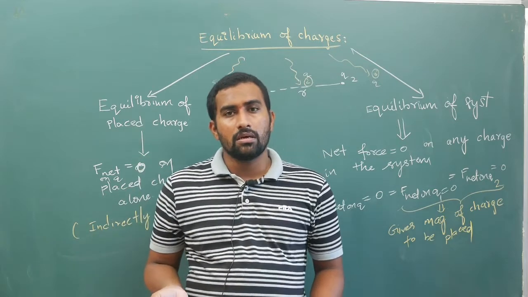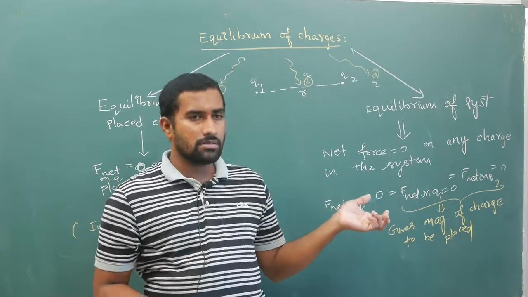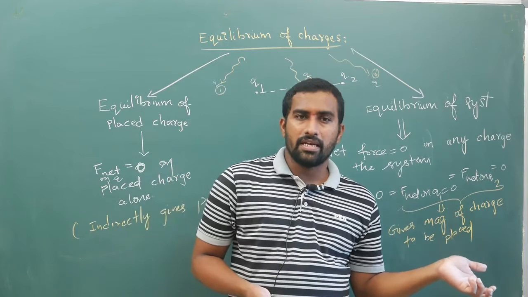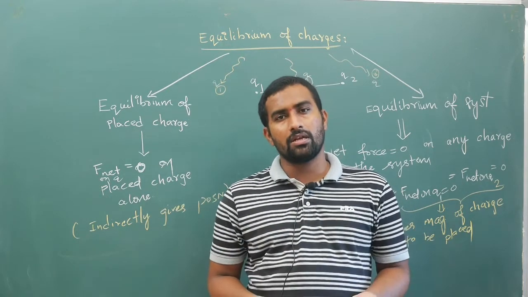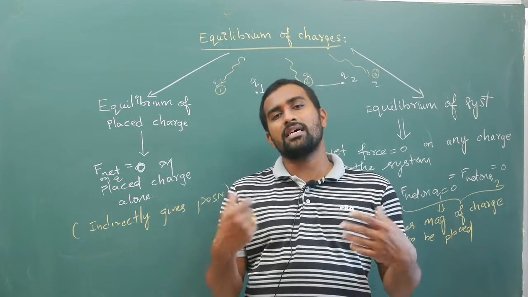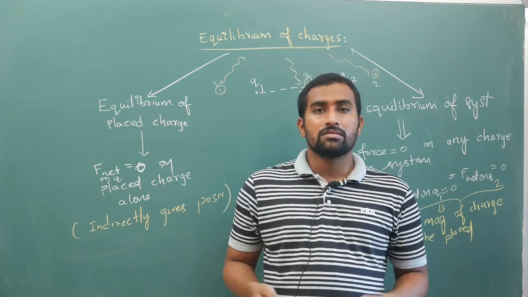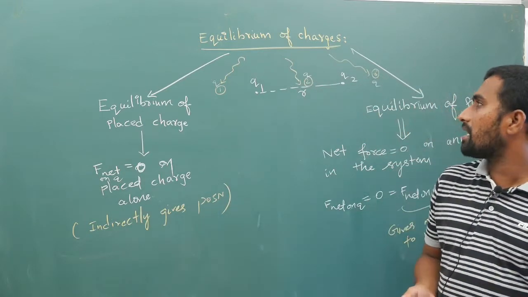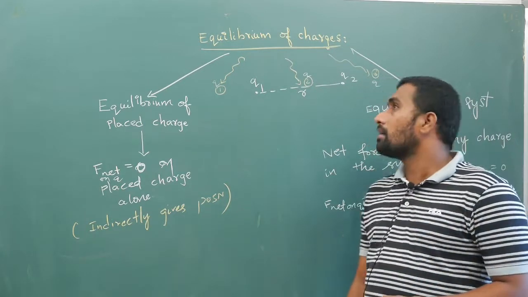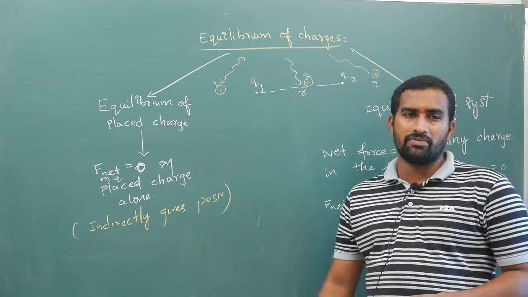Second type is, okay, you will have charge getting placed, but that placed charge is supposed to be in equilibrium, as well as any charge in the system that you are taking, that is also supposed to be in equilibrium like this. So these are the kinds of questions that you will be getting in equilibrium of charges.